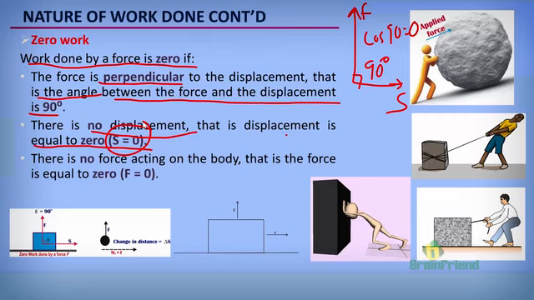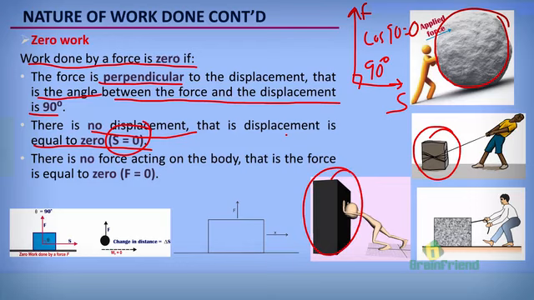Take a look at these diagrams. This rock, after applying so much force, did not move. Neither did this heavy stone nor this drawer. None of them moved after so much force has been applied. So when you apply force to a body and the body does not move, no work is done.